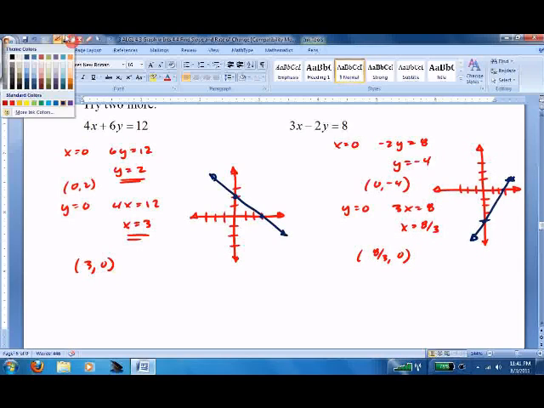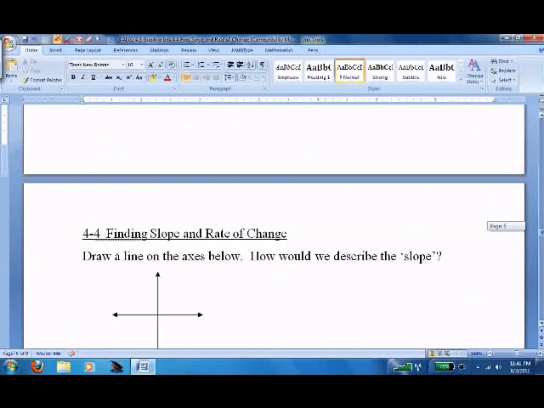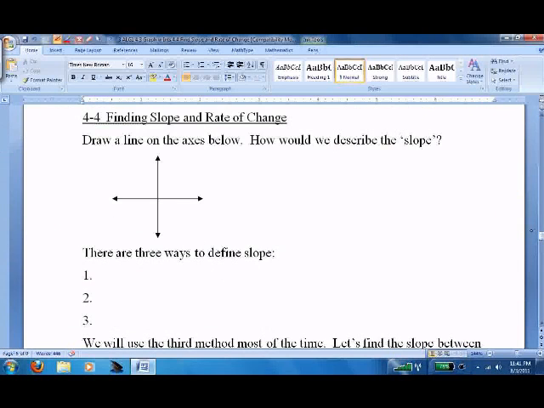That is graphing by intercepts. Not the greatest way to do it, but sometimes finding an intercept's a pretty good idea, so for the time being, we'll see how it goes. Now we're going to get into graphing by what's called slope-intercept. The first thing we have to do is find slope.